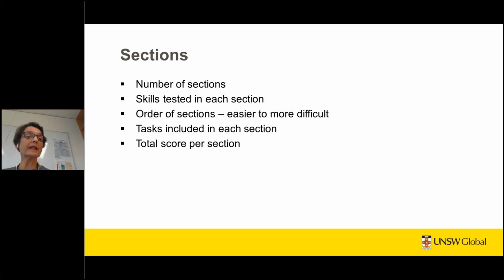So with each section, if you're using the handout that was given to you, there's a dark box for the section. So this is where we're looking at the moment. So we look at the number of sections and you'd have to fill out one of these boxes for each section of your test. So we look at how many sections we want, the skills that are tested in each section, the order of the sections.